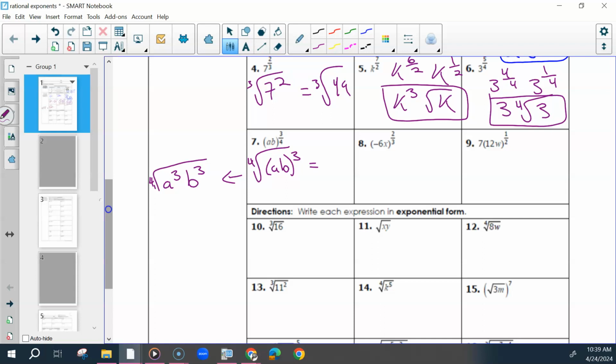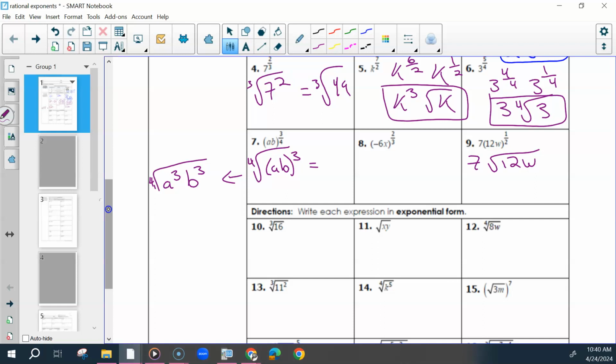Let's jump to 9. How would I write that in radical form? Square root of 7 parentheses 12 w. Is all of this going underneath the square root? No, it's just the parentheses. And then from there, we have to see if we can simplify the square root of 12. It'll go into 3 and 4.